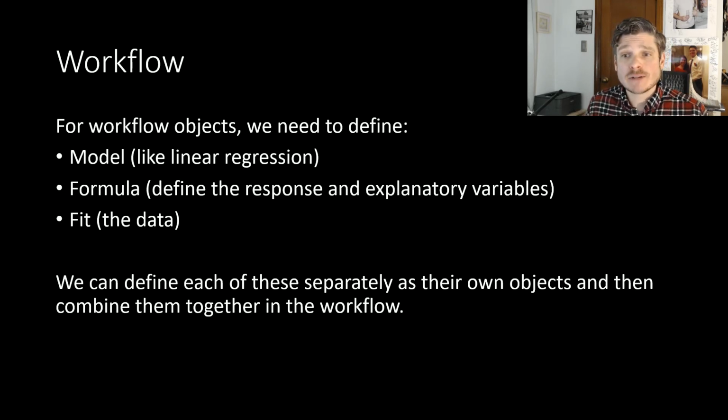Now, for workflow objects, what we want to do is, first of all, define our model, what kind of model we want to do, like a linear regression, logistic regression, that sort of thing. We also want to define our formula, which really is just defining what our response variable should be, and then what our explanatory variables are going to be that hopefully explain the response. Those would be our predictor variables. And then the final thing we do is we fit the data to the workflow, and that gives us our model. The nice part about the workflow object is that it lets us do each of these steps one at a time and make sure it's set up the way we want it to be.